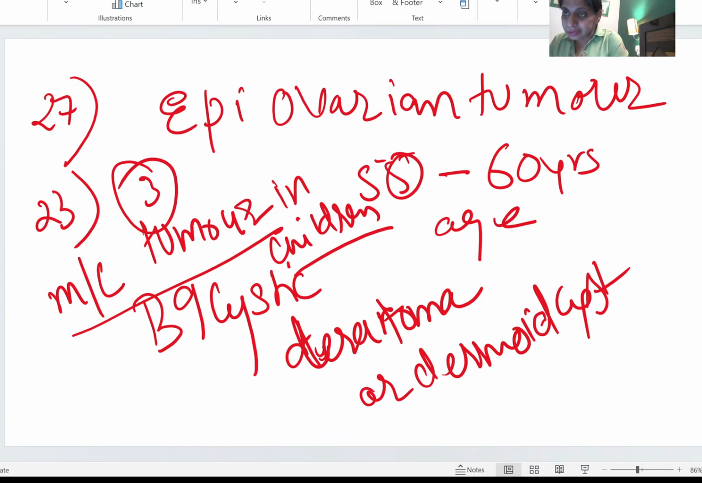Okay, next is Ramya is asking 51. I think we have taken 51. Ramya, please write down if you still have a problem in 51. 52. 52 is what we do in staging of CA ovary.